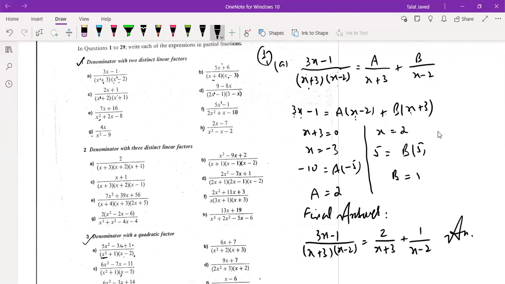Now you can see in question number 1, part G, you have 4x over x square minus 9. You can write it as 4x over (x minus 3)(x plus 3). Again, this is of type 1, the linear factors in the denominator. You can solve it. Now in question number 2, there are 3 linear factors in the denominator. Now I'll make you solve one part of this question number 2.